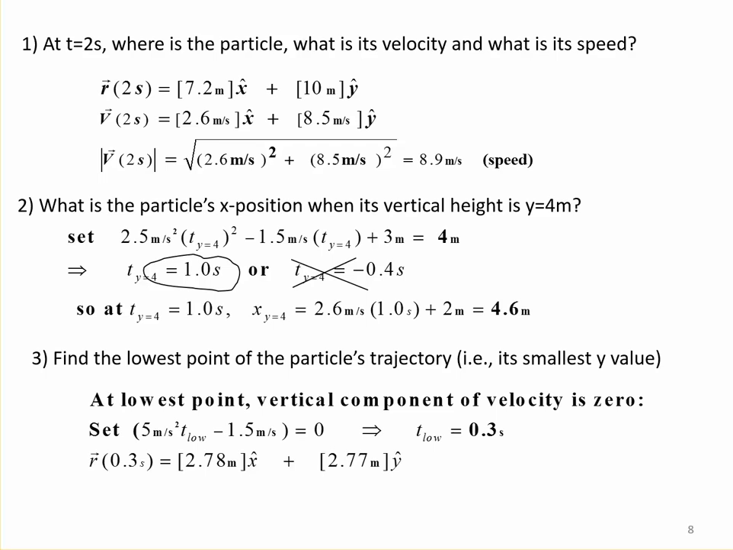And if we want to know where it is at that time, then we go to our good old position equation. Again, turn to the previous slide, and simply plug in the time that we're interested in, t equals 0.3 seconds, and we'll discover that the position is 2.78 meters, that's the x-coordinate of the particle's position at that time, and 2.77 meters, that's its y-coordinate.